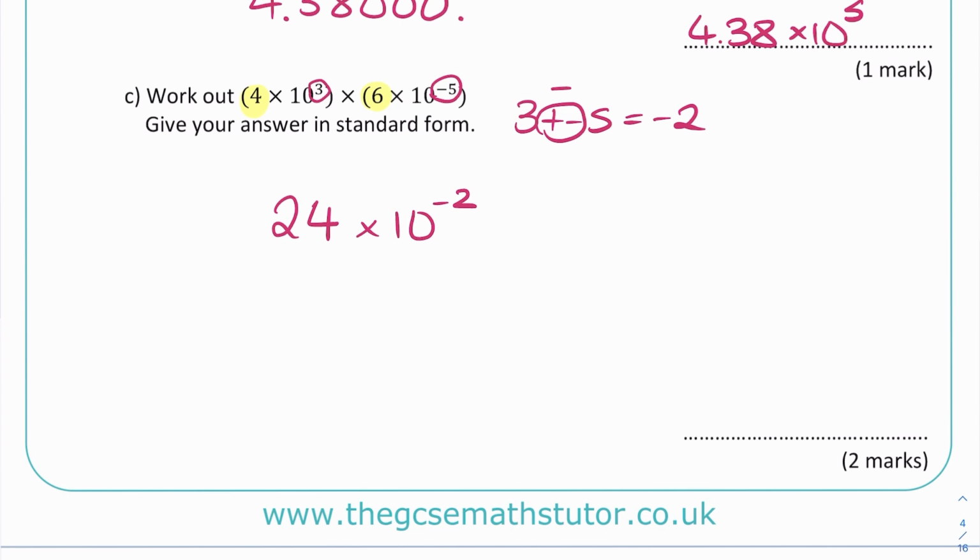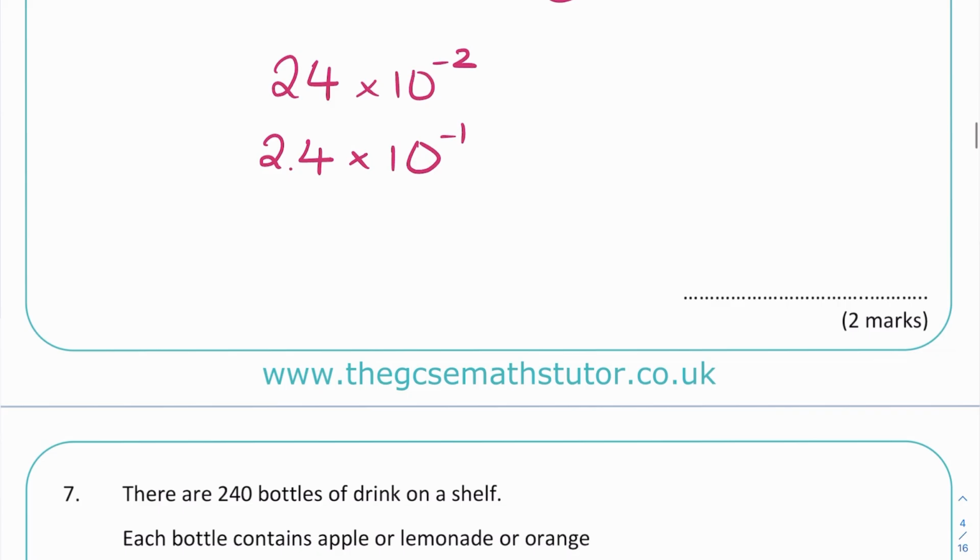We want this to be in standard form though, so we need to make this number at the start smaller, so 2.4, and then to balance it out we make the power 1 bigger, so negative 2 goes up to negative 1. And that'd be my final answer, writing that in standard form. So 2.4 times 10 to the power of negative 1.